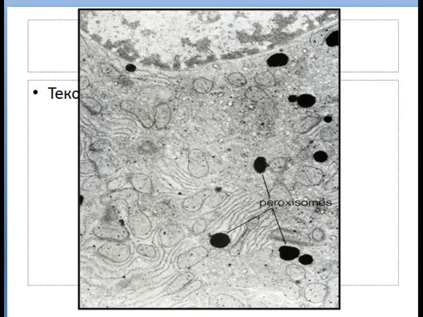In this case, inside the cell, in the transmission electron micrograph, we can see the organelles. These are mitochondria. Then we are looking at the Golgi apparatus, cisterns of the Golgi apparatus, then rough endoplasmic reticulum, and finally peroxisomes. So that's all for today. See you in the next lectures.